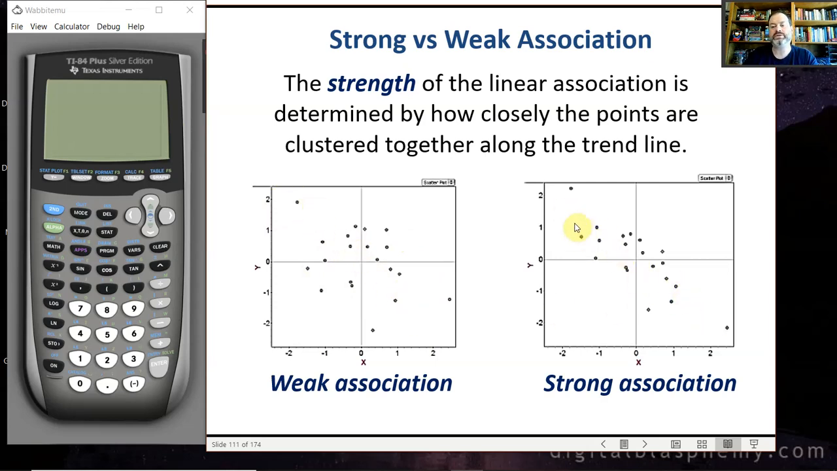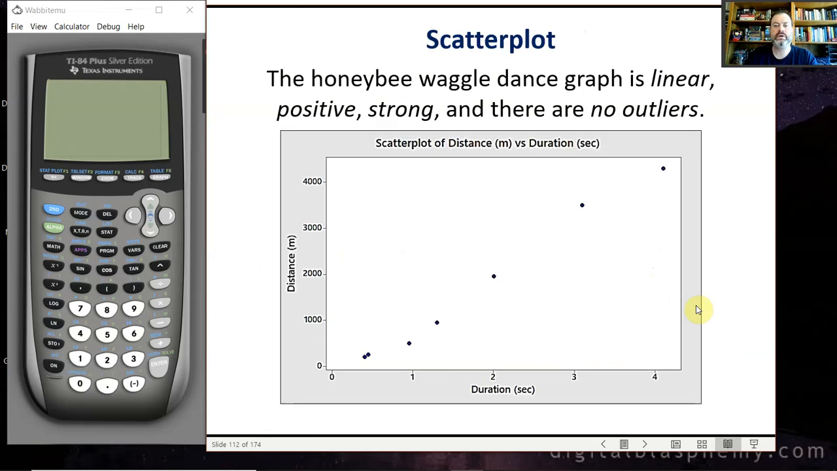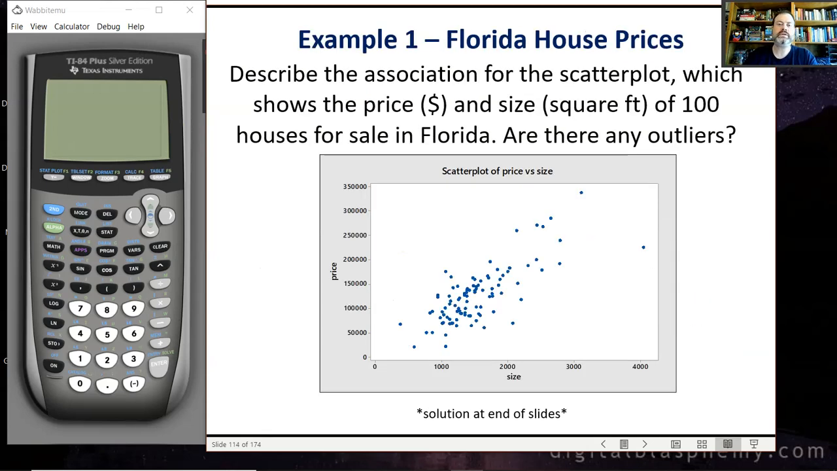Here, almost all the points are on the trend, so it's strong. So for this one, more points are clustered along the trend. They don't have to be real close. They just have to be relatively close compared to some of the other points. So this is a strong association. And last question, right? So we have linear, positive, strong.